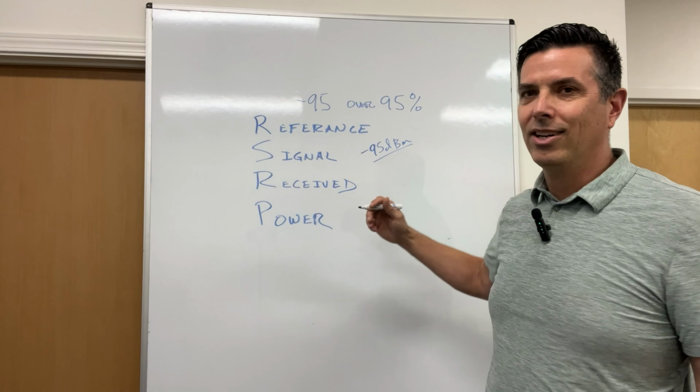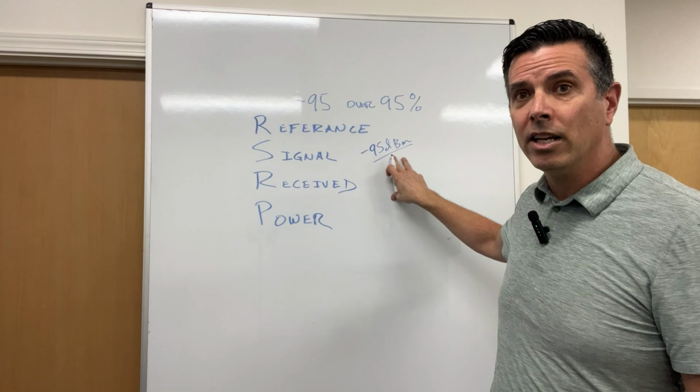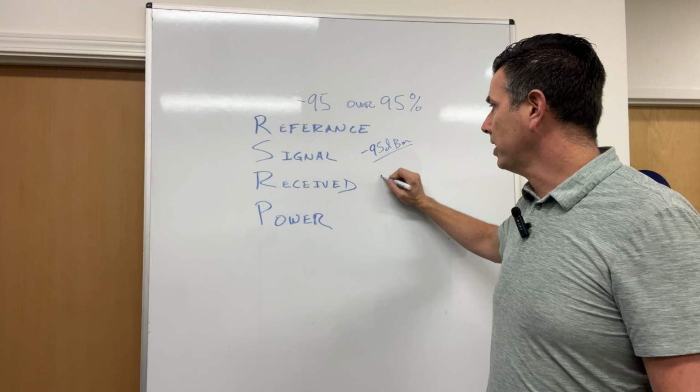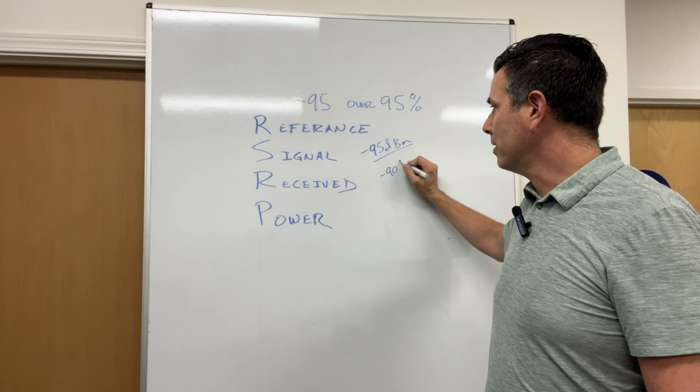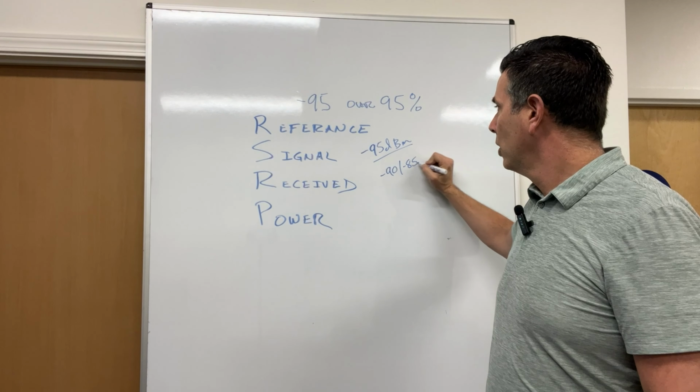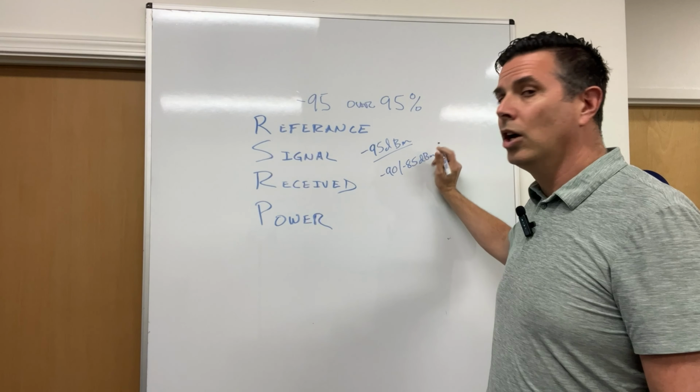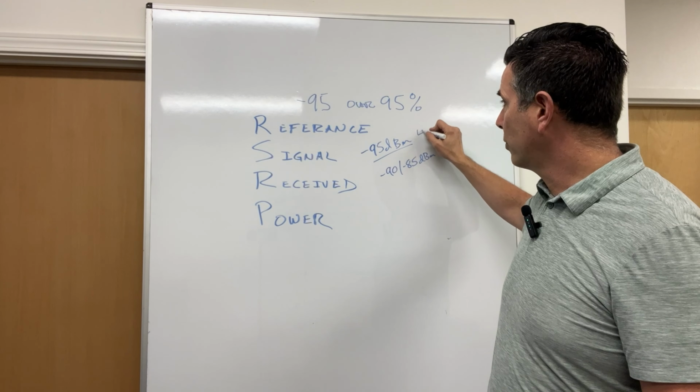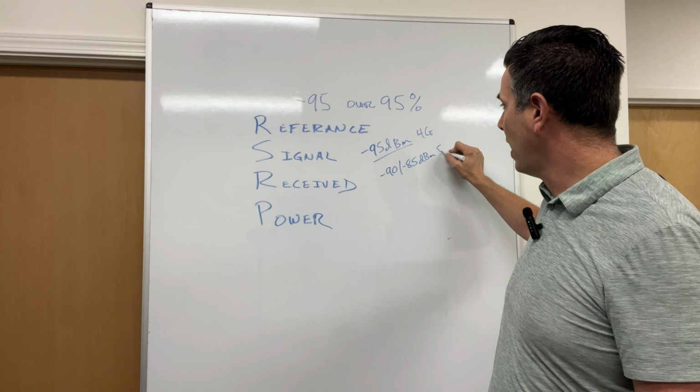So for an LTE system, neg 95 is fine. For a 5G system, you're going to want to see about neg 90, maybe neg 85 dBm. This would be for 4G, and this would be for 5G.